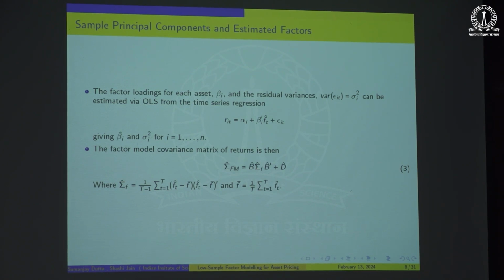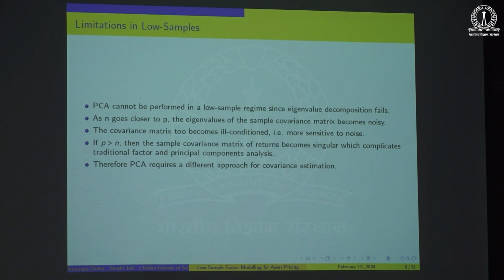One would be the maximum likelihood method, which is generally used. Apart from that, this is a more simpler method, the PCA method. Here, if you see, once the factors are computed, you have to get the factor loadings. That is something that you get from the regression. Now, PCA cannot be performed in a low sample regime since the eigenvalue decomposition fails. You do not get meaningful eigenvalues because the covariance matrix becomes ill-conditioned, which also means it is sensitive to noise.